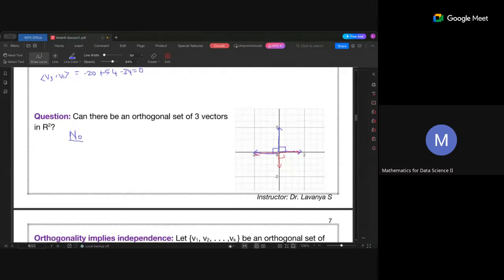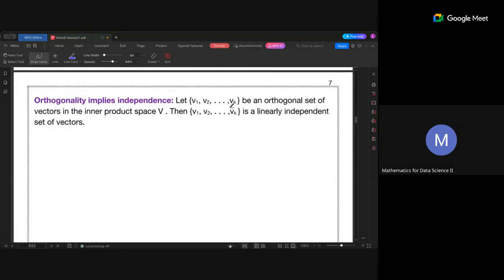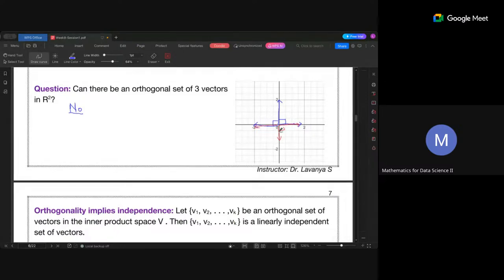It is because of this property. Let v1, v2, ..., vk be an orthogonal set of vectors in an inner product space. Then v1, v2, ..., vk is a linearly independent set of vectors. So it means any orthogonal set of vectors is linearly independent. Before looking at this proof, can you tell how many linearly independent vectors there can be at most in R2? Two. So in that case, can there be three orthogonal vectors? No, because any orthogonal set of vectors is linearly independent, so it is not possible to have three linearly independent vectors in R2.